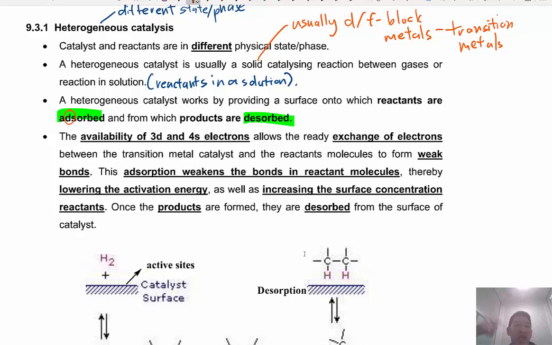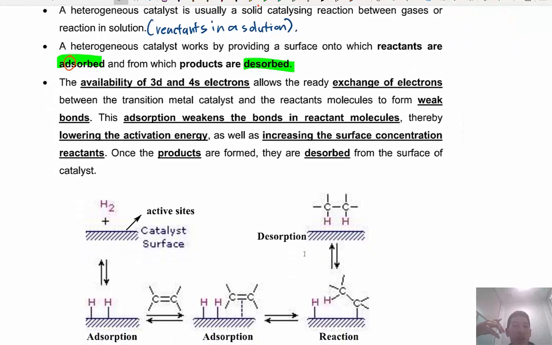So, because of this ready exchange of electrons, they will form weak bonds. So, the adsorption of the reactants onto the catalyst surface will also cause the bonds within the reactant molecules to be weakened. Right? So, there's less activation energy. And because they are on the surface, instead of a 3D space to move around, they are now all stuck in the 2D space. The surface concentration of the reactants naturally increases. Okay, so once the reaction happens, the products are formed, they are then desorbed from the surface of the catalyst.